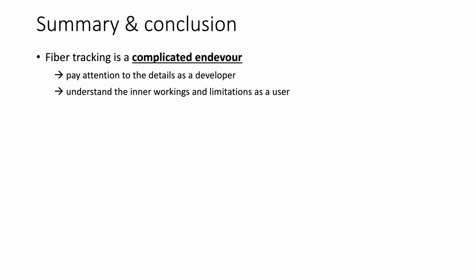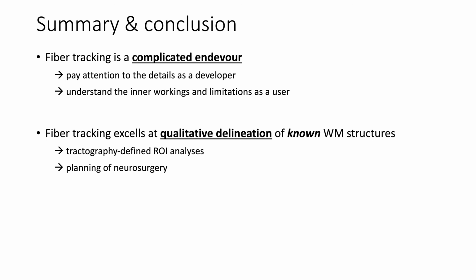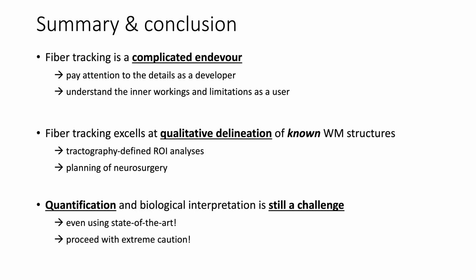So to conclude, I have shown that fiber tracking is a very complicated endeavor. This means that as a developer, you have to pay close attention to all the details, but also as a user, you really need to understand its inner workings and limitations very well. I have also shown that fiber tracking can deliver truly impressive qualitative delineations of known white matter structures. This enables bundle-specific region of interest analysis, and it can also be extremely useful to guide complicated neurosurgery. And finally, I hope that I've made it clear that quantification of fiber tracking is extremely difficult to do reliably.